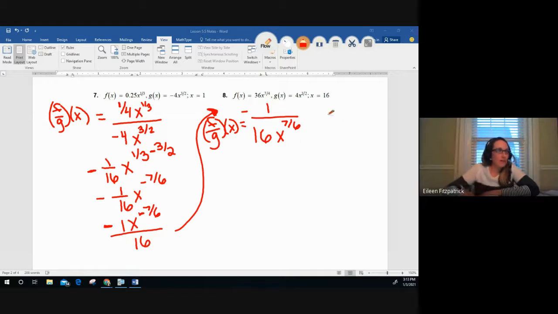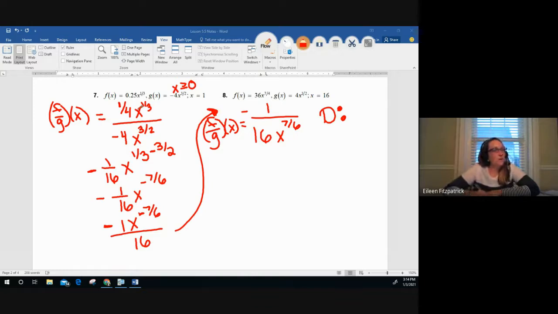All right, now your domain. Remember what we said in the previous problem, that x has to be greater than or equal to 0, because 0 is the smallest number you can take the square root of. Here, it can be anything, but since over here it has to be greater than or equal to 0, that's our restriction so far.